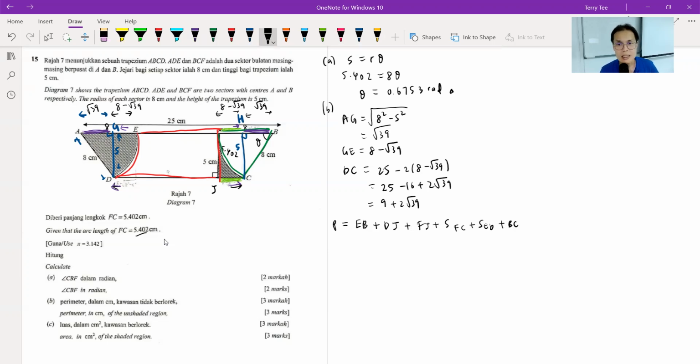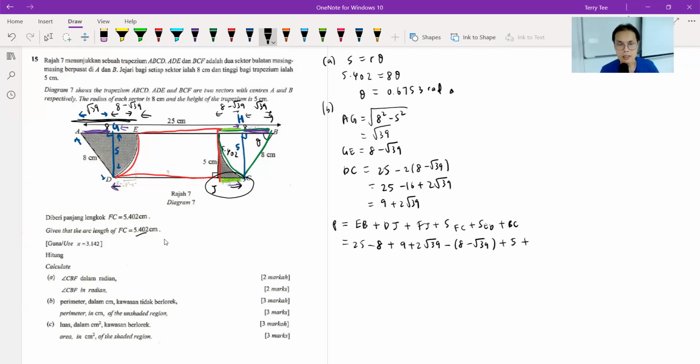So your EB is measured from this end to this end, which is 25 minus 8. Because this end is 8. Yeah, AE is 8. Correct? Then your DJ will be 9 plus 2 39 minus this part here, the JC. JC is the same as your GE, which is 8 minus 39. Okay, sorry, very annoying. Then you add your FJ. Your FJ is just 5.